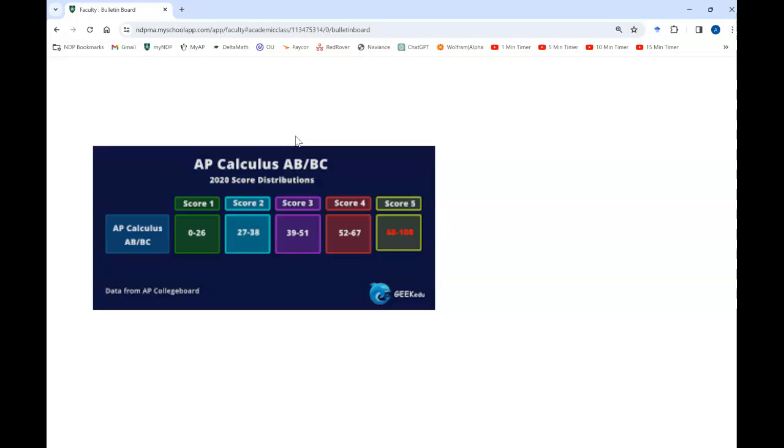Wait, 4? There's 4 sections. There's multiple choice with calculator and multiple choice without. Are those separated? Yes. Free response with calculator, free response without. Do all of the MCQs first.